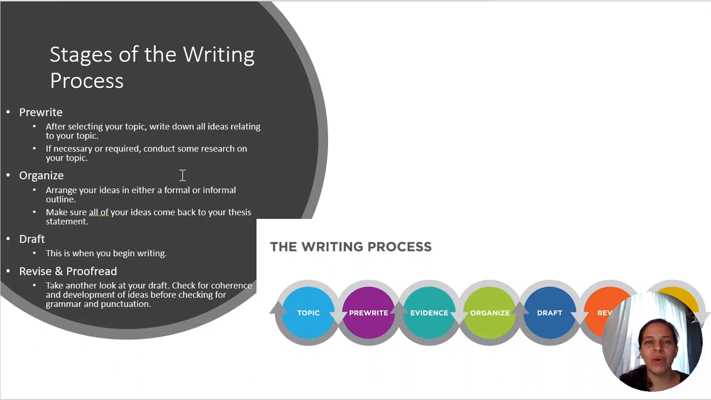As we go through the video, I'll cover each one of these in more detail, but I'll give you a quick overview. So pre-writing is after you've selected a topic, write down all the ideas related to your topic. If necessary or required, conduct some research on your topic. Next, we will be organizing. This is where you arrange your ideas in either a formal or informal outline. Make sure all of your ideas come back to your thesis statement.